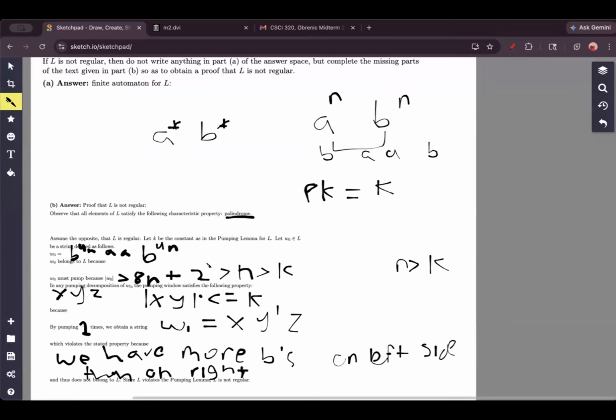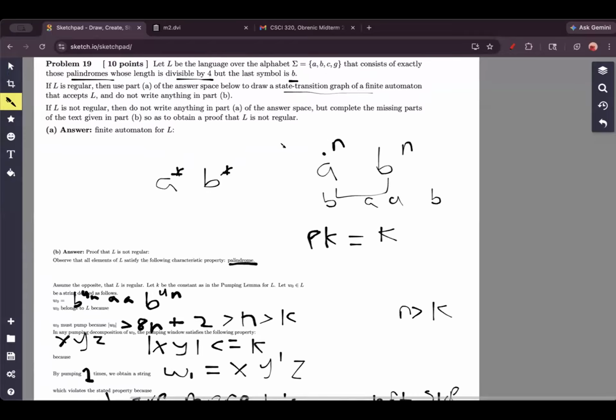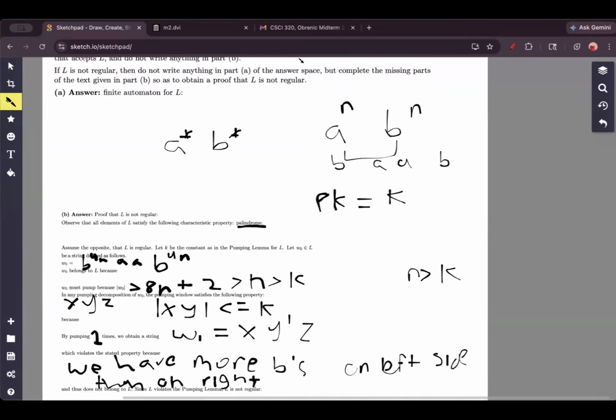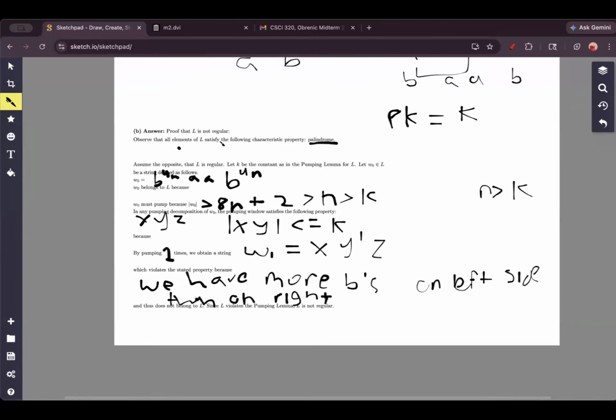And the length, I mean, even if it's divisible by 4 and the last symbol is B, it still violates that it's a palindrome. Right.